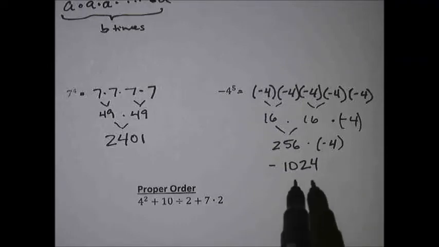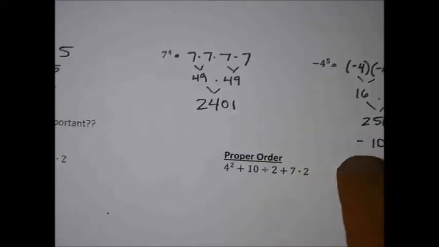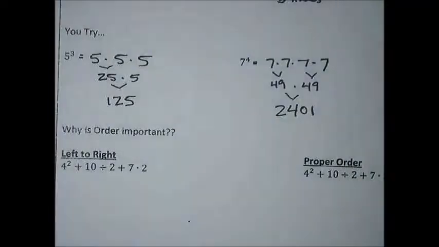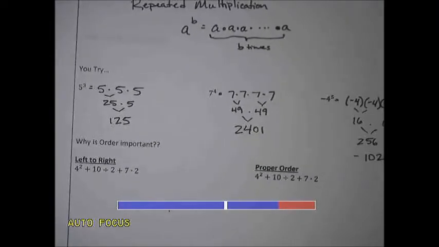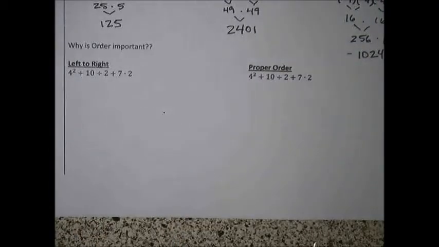Okay, anytime you see something to the second power, it's just that number times itself. All right, but why is order important? That's what the next part asks. And here's why.